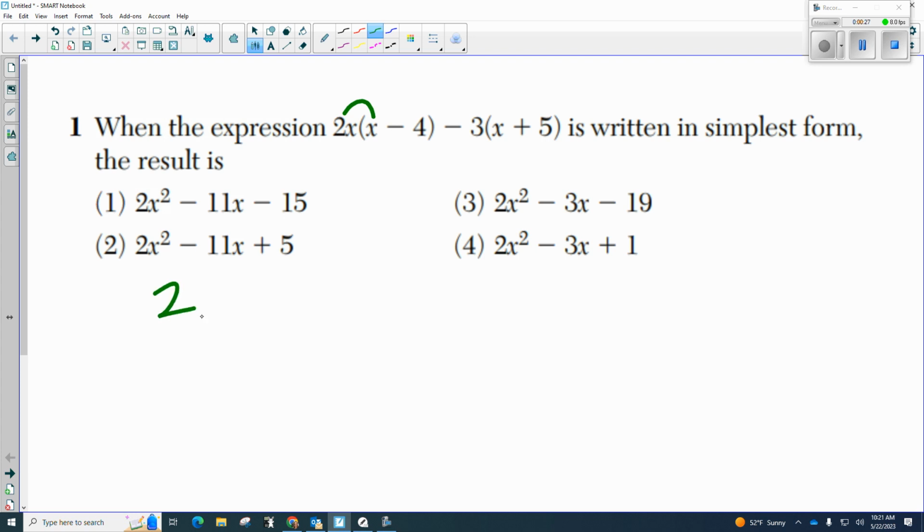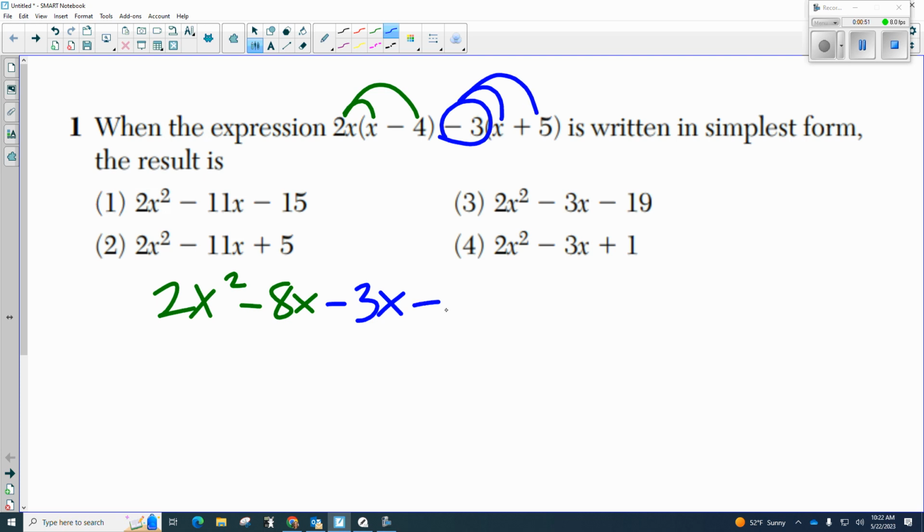2x times x is 2x squared. We add exponents when multiplying. 2x times -4, multiply 2 times -4, you get -8. And then there's just one x for us to bring down. Now be careful here, we have a negative sign attached to that 3. So -3 times x is -3x. And -3 times 5 is -15.